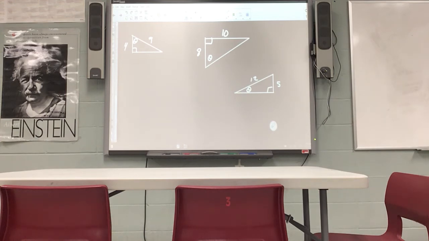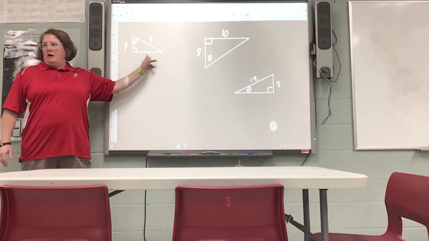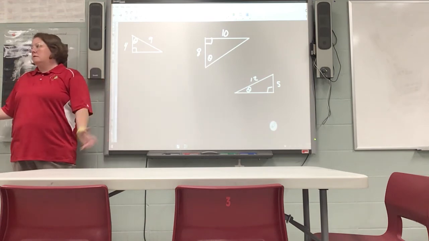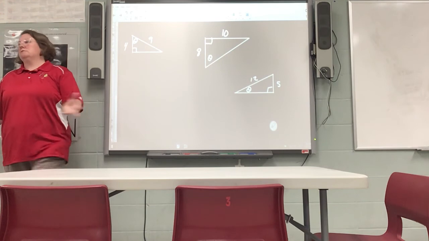For the first one up there in the top left, with the 4 and the 9, tell me what trig function I would use. Okay, I know adjacent and hypotenuse. Now, if you have nothing better to do, you could use the Pythagorean theorem, find the opposite, and then use sine. But that would just be giving yourself more work. Save yourself some time and work by using what's given.